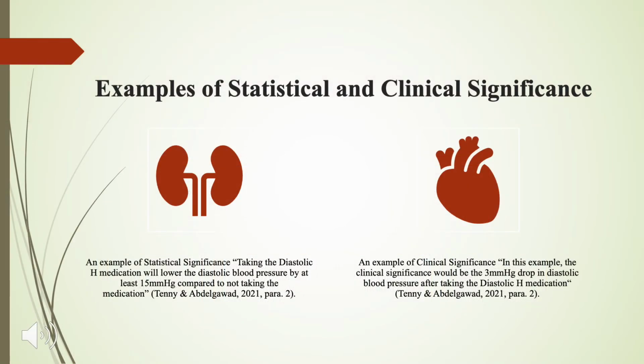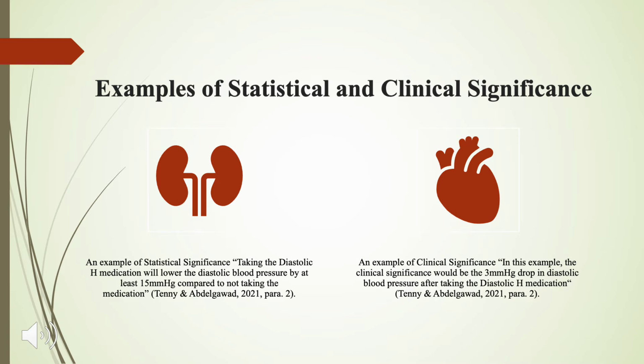Present an example using reference to literature of each. Statistical significance. An example is a new blood pressure medication created to lower diastolic blood pressure. The name of the medication, in this case, is diastolic H. It was created to lower diastolic blood pressure by at least 15 mmHg. The hypothesis of this case will be taking the diastolic H medication will lower the diastolic blood pressure by at least 15 mmHg compared to not taking the medication.